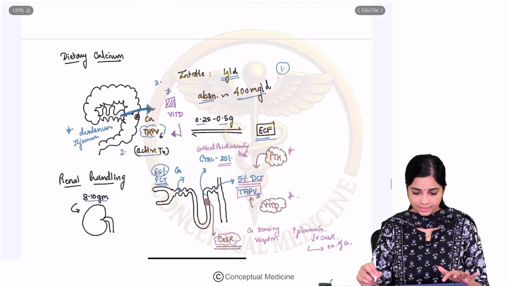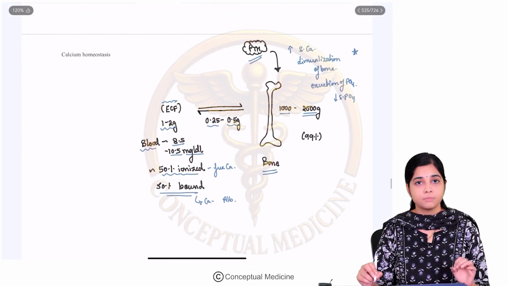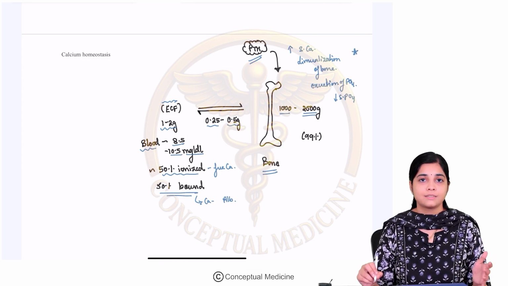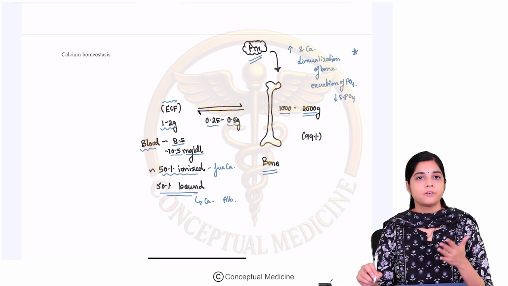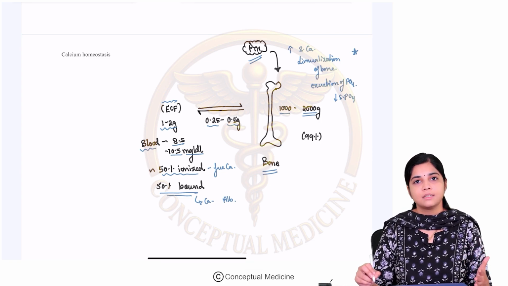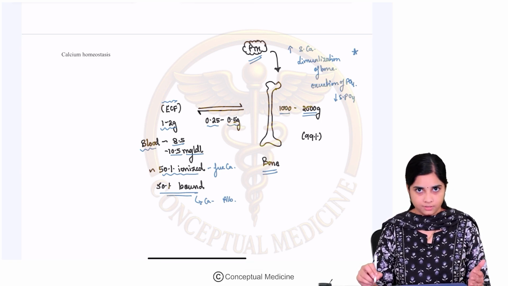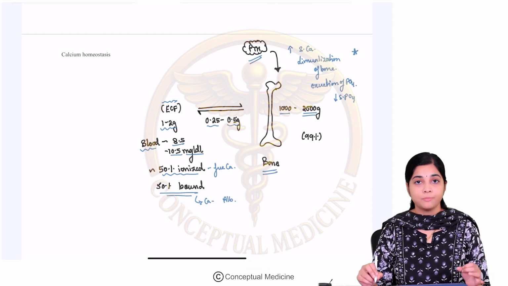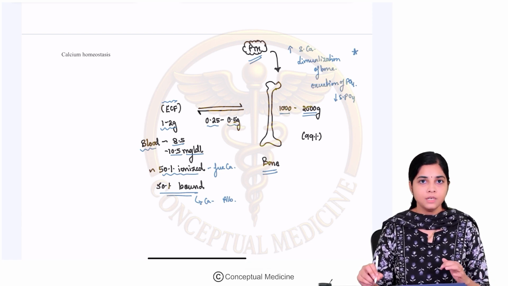So let us just recapitulate that again. First point, the maximum storehouse of calcium is within the bone. About 99% is stored in the bone, and this is under the influence of PTH. What is the function of parathyroid hormone? It increases the serum calcium and causes excretion of phosphorus. Okay, fine. Then in the blood, what are the normal calcium levels? It is about 8.5 to 10.5 mg per deciliter. 50% is ionized, 50% is bound to albumin.